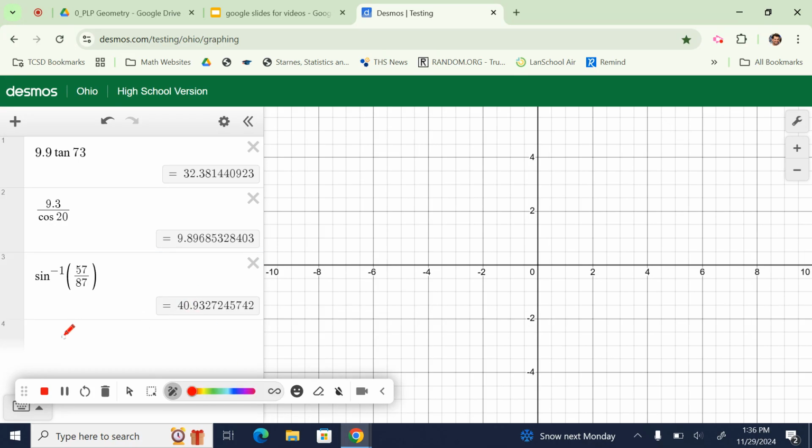So the value of x, rounding to the tenth, is going to be 40.93. The 3 does not round the 9 up, so your value of x is 40.9. And when you know x is an angle measure, I'd love you to put the degree symbol with it. 40.9 degrees.